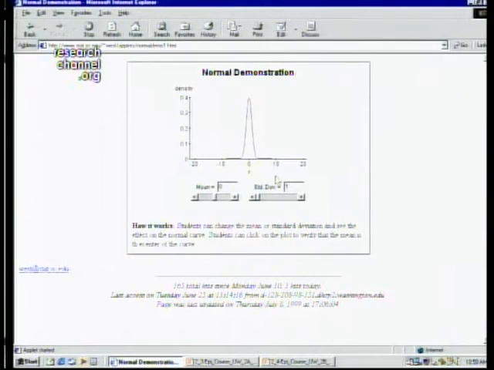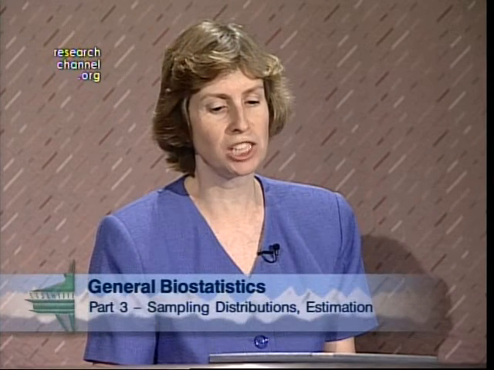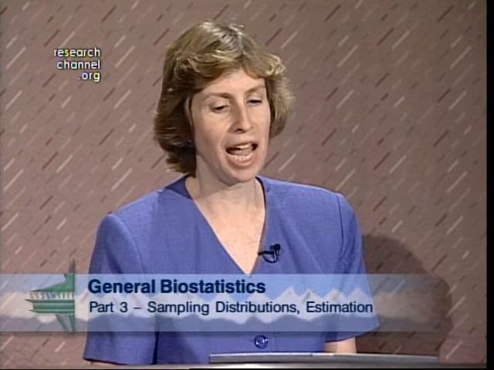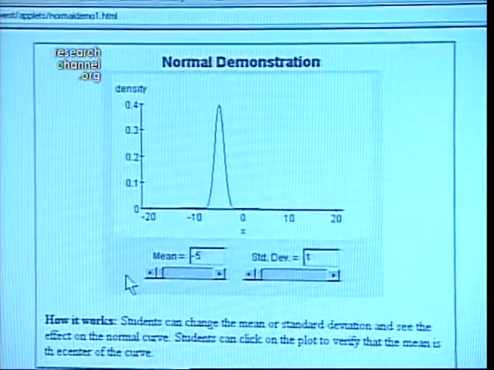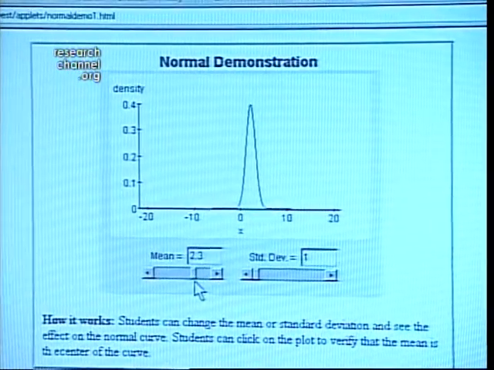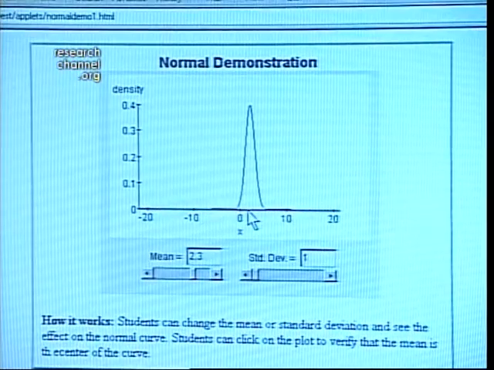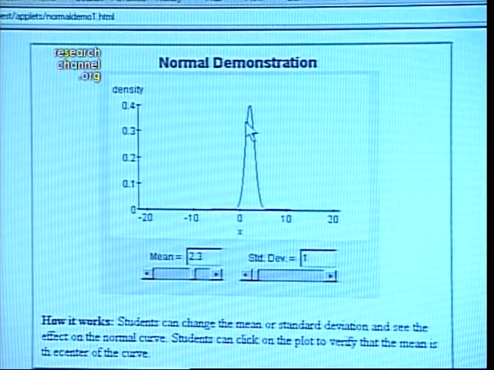I wanted to show you that there are some applets available on the web, and these will be posted on the course website. You can see here a normal probability distribution. It's a standardized normal distribution, a z, because its mean is 0 and its standard deviation is 1. What happens if we shift the mean in location? If we shift it to the right, this curve just shifts to the right or the left as we change its mean. Here we have a mean of 2.3, but the standard deviation has remained the same at 1.